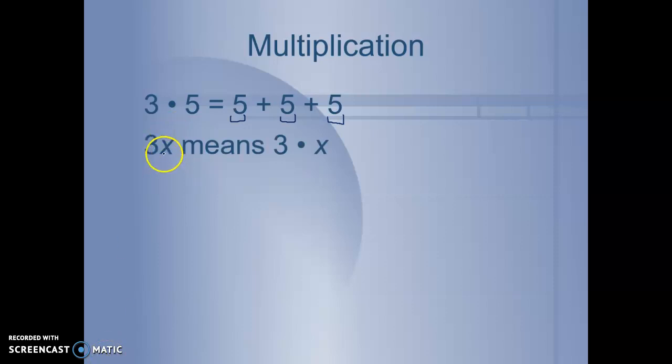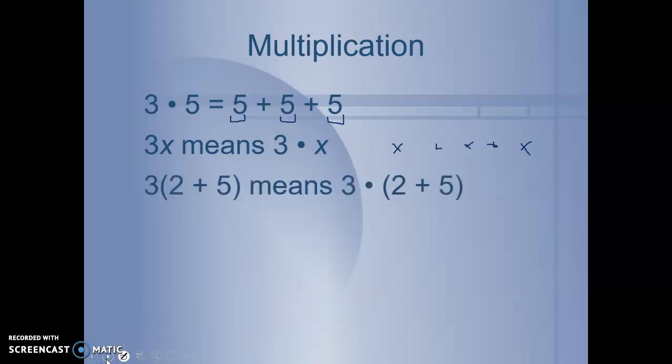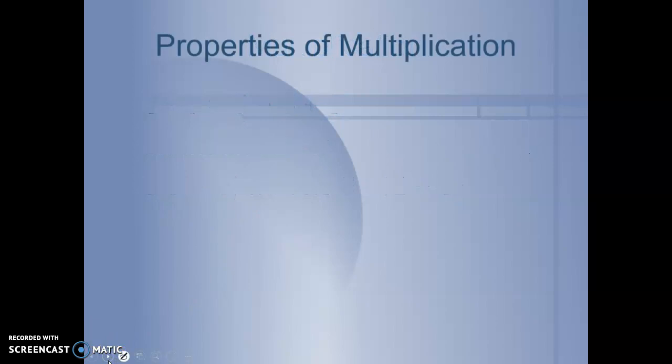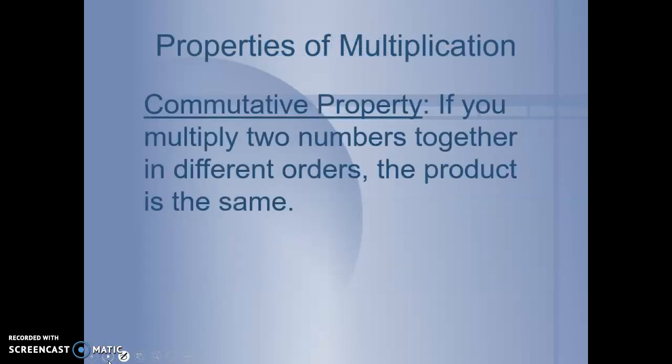3x in algebra. When we see a number and a letter next to each other, the implied operation is multiplication. So 3x means 3 times x, or 3 groups of x. So one group of x and one group of x, and those are supposed to be plus signs, one group of x. 3 parentheses 2 plus 5 literally means 3 times the quantity 2 plus 5. When we have a number and then a grouping symbol and then some more numbers, that implied operation again is multiplication.